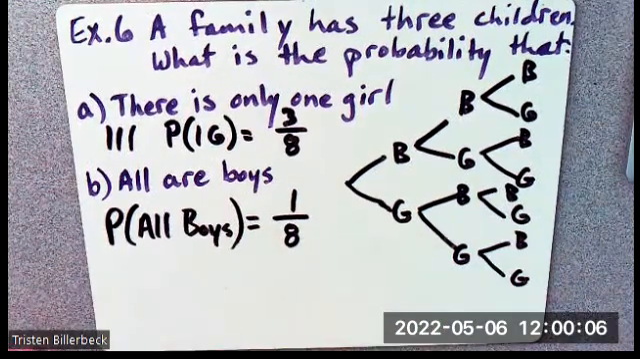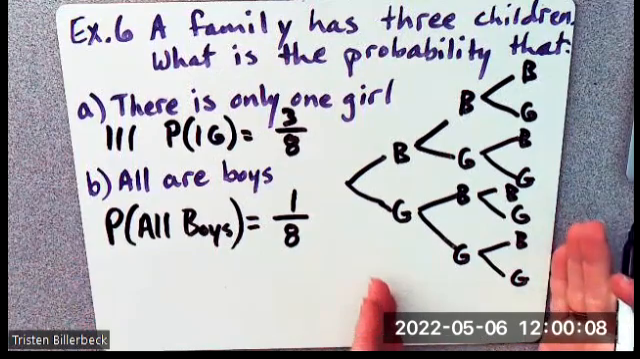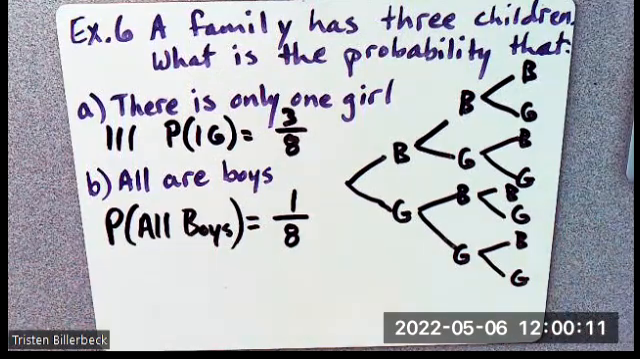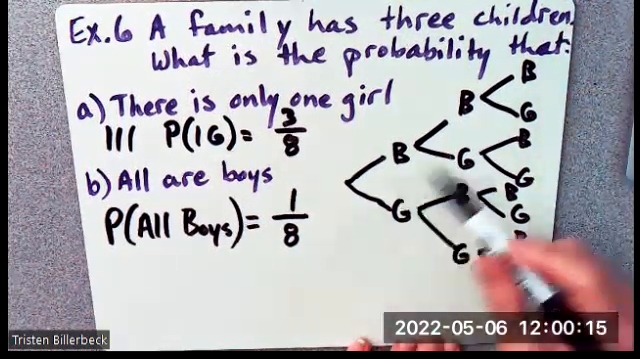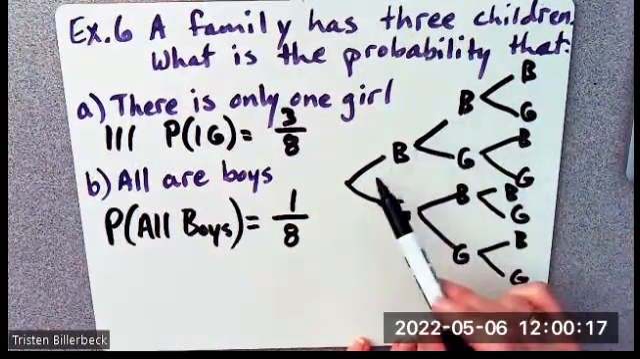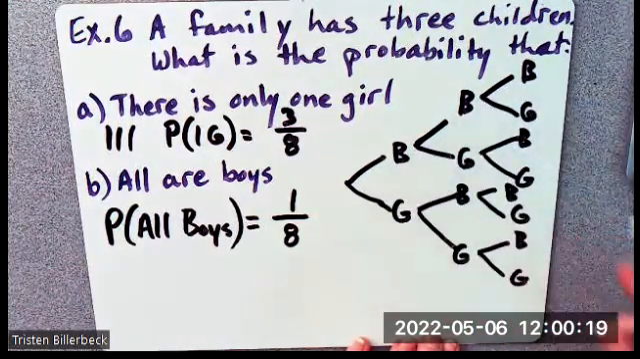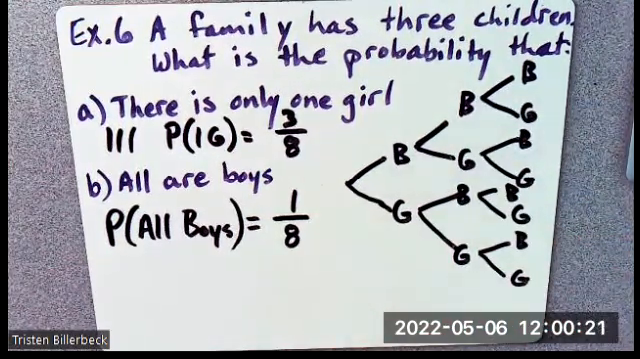Okay, so that's how we do a tree diagram to figure out all the possibilities, and then we can follow those lines of the branches of the tree to figure out how to count that.